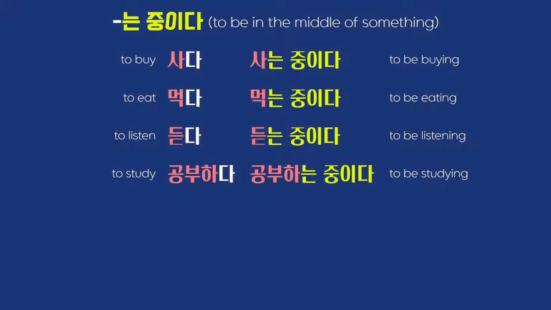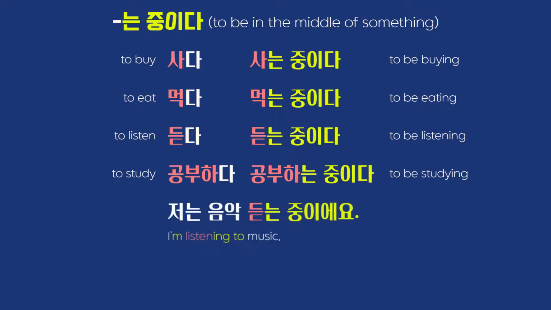And in sentences, we can say 저는 음악 듣는 중이에요. I'm listening to music. I'm in the middle of listening to music. 난 공부하는 중이야. I'm studying. I'm in the middle of studying. So although the nuance of these sentences is slightly different from the sentences that use 고 있다, in essence, both verb structures convey the same meaning of a progressive action.